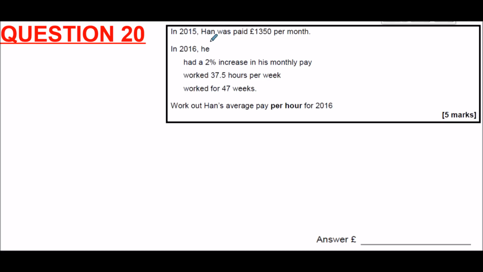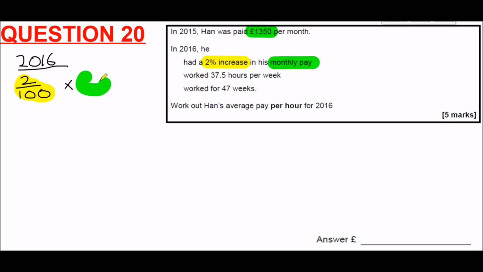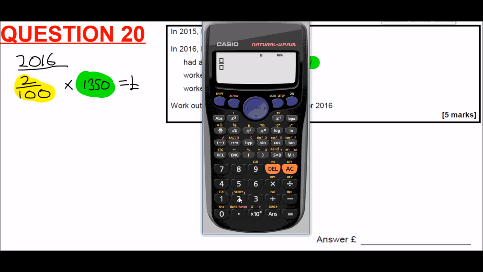What I would suggest is tackling it step by step as follows. First of all, in 2015, he was paid £1,350 per month. In 2016, we're told that he has a 2% increase in his monthly pay. And so the increase will be 2%, which means 2 over 100. So that's going to be an increase of his old monthly pay, which is £1,350. So the increase in wage is 2% of 1,350, which we can work out directly: £27.